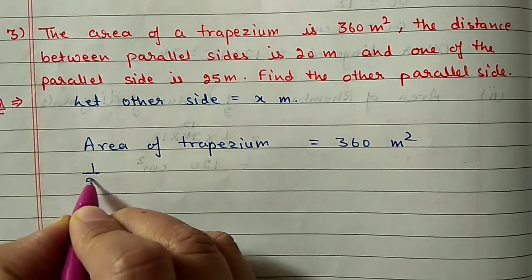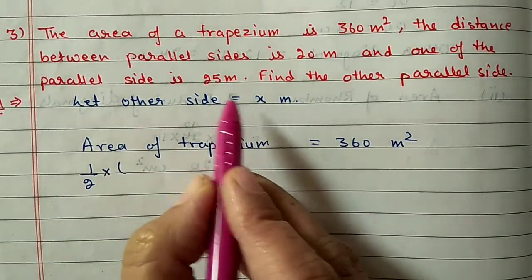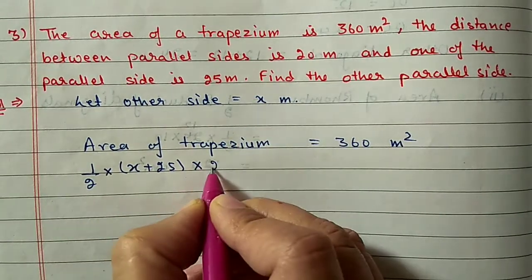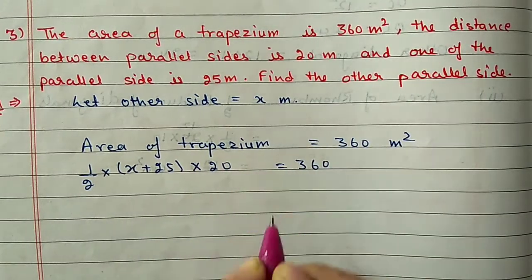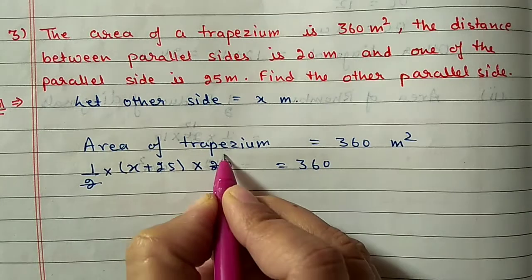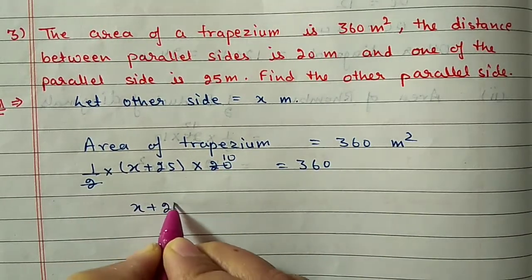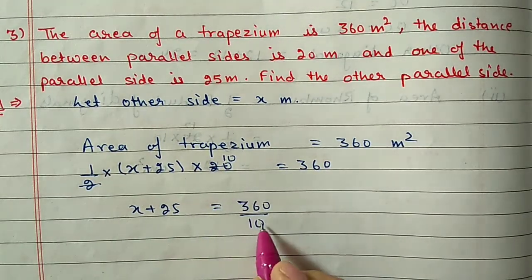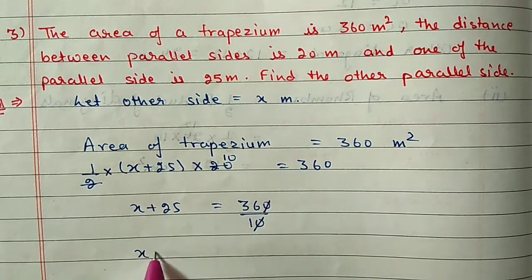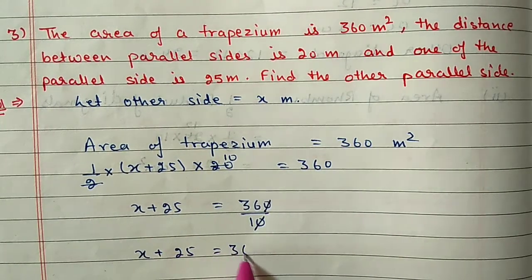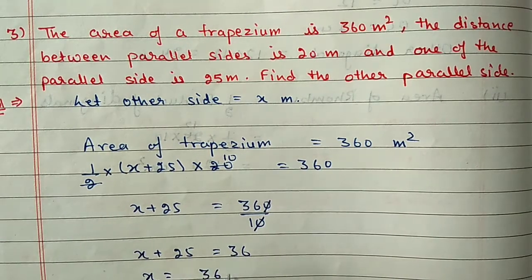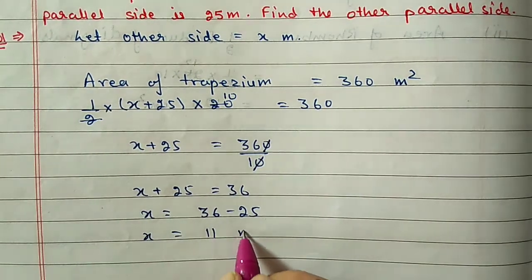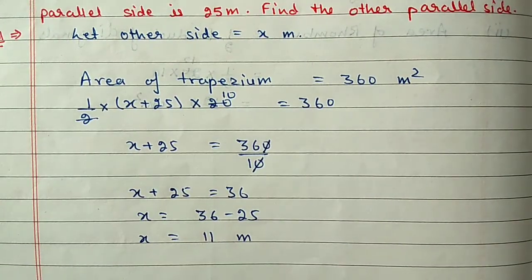Trapezium formula is half sum of parallel sides into the distance between them. So parallel side one is x and another one is 25, into the distance between them, 20, equal to 360 meter square. We can do the cancellation. 2 10s are 20. So x plus 25 is equal to 360 by 10. This 10 is here in multiplication. When we shift, it will go for division. So we have x plus 25 is 36. So x value is equal to 36 minus 25. We will get here 11 meter. So the other parallel side is 11 meter.